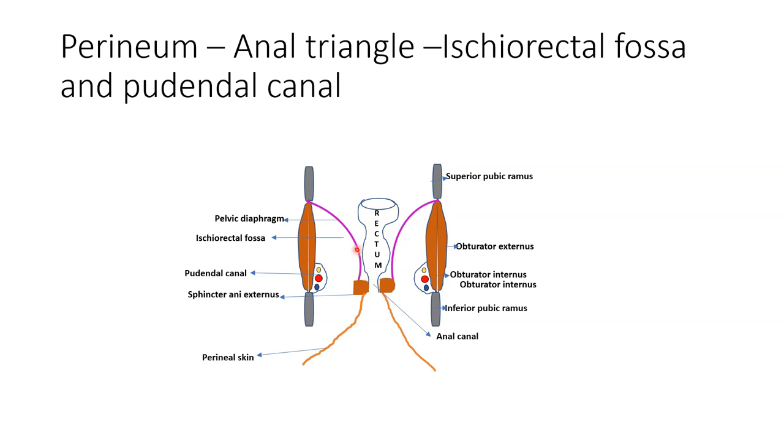the anal triangle is divided into the two ischiorectal or ischioanal fossae, which is bounded by the levator ani and sphincter ani externus medially, the obturator internus and the fascia covering the obturator internus laterally, and within this lateral wall is the pudendal canal containing the pudendal nerve and internal pudendal vessels that will be supplying the perineal area. So you have learnt about the urogenital triangle and its subdivisions, the anal triangle and its subdivisions.